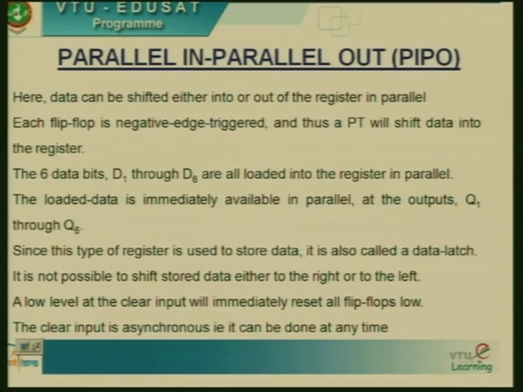So a parallel in, parallel out shift register accepts input in parallel, and at the next negative clock transition, all this parallel data will be shifted out. Suppose I am taking 6 bits, then 6 bits at a time have to be loaded in the register in parallel, and all the 6 bits are available in parallel at the output side from Q1 to Q6. Since this type of register is used to store data, it is also called a data latch. I can store, or if I want to transfer, at the next clock edge it will be transferred. The clear input is asynchronous, it can be done anytime.